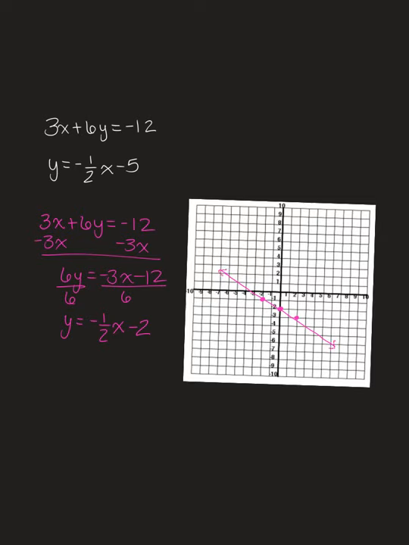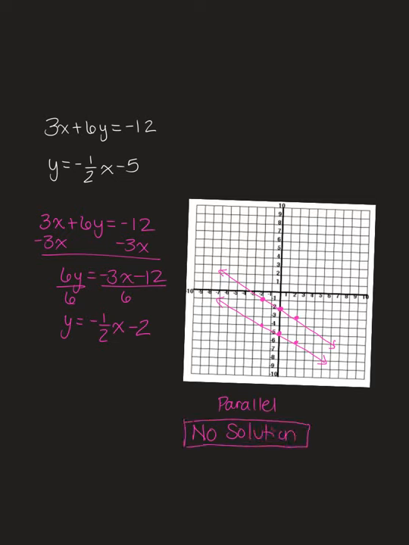Now I'm going to graph the second equation. I start at negative 5. My slope is negative 1/2, so I go down 1 to the right 2, or up 1 and to the left 2. Now if you notice, these lines are parallel. If they are parallel, we have no solution.